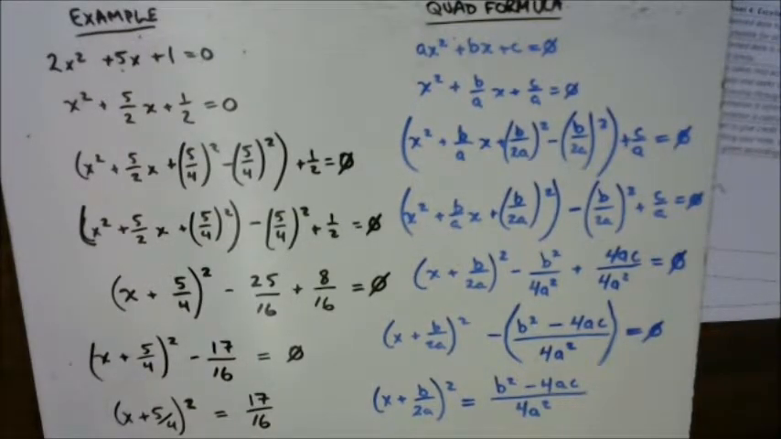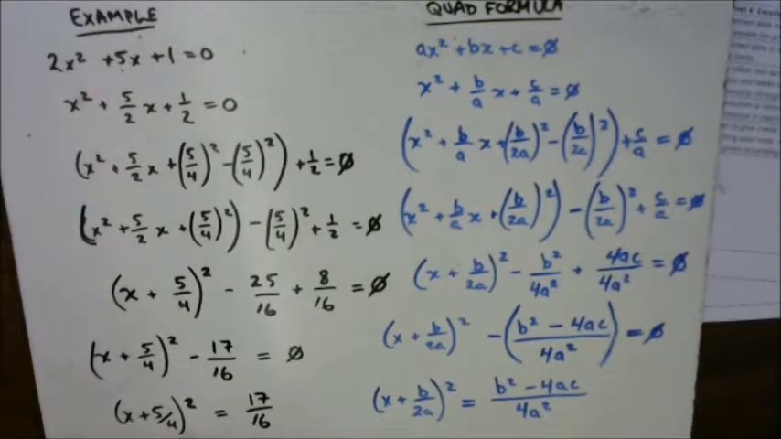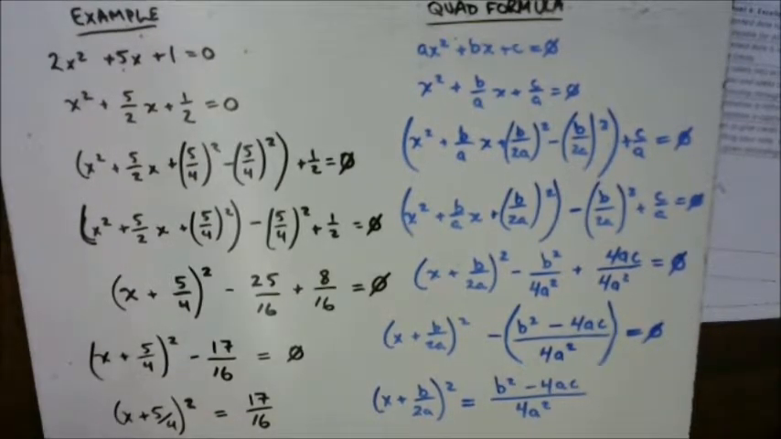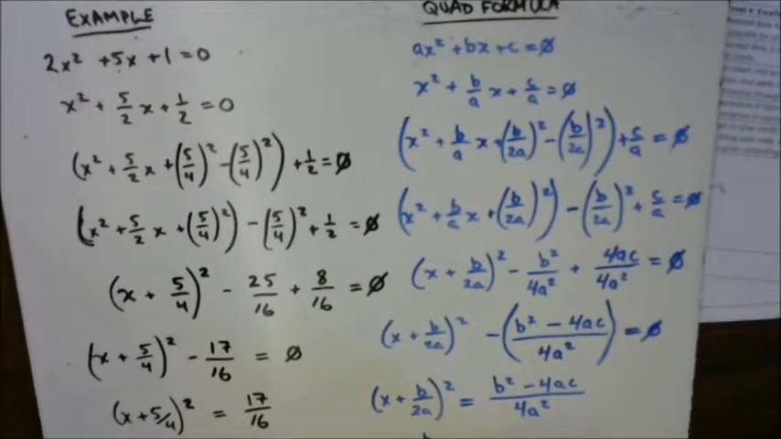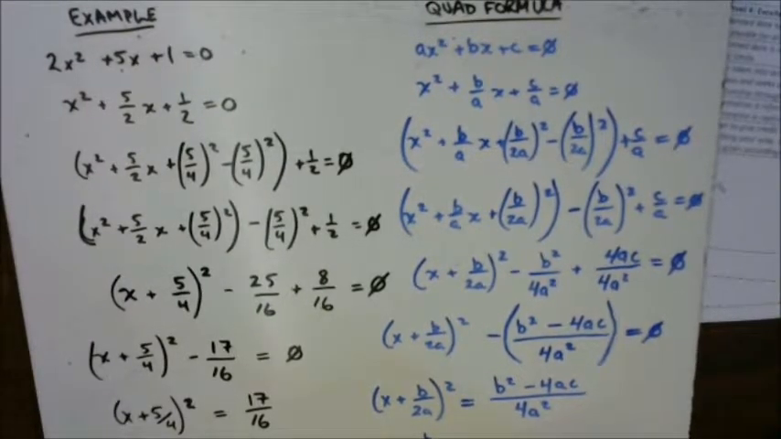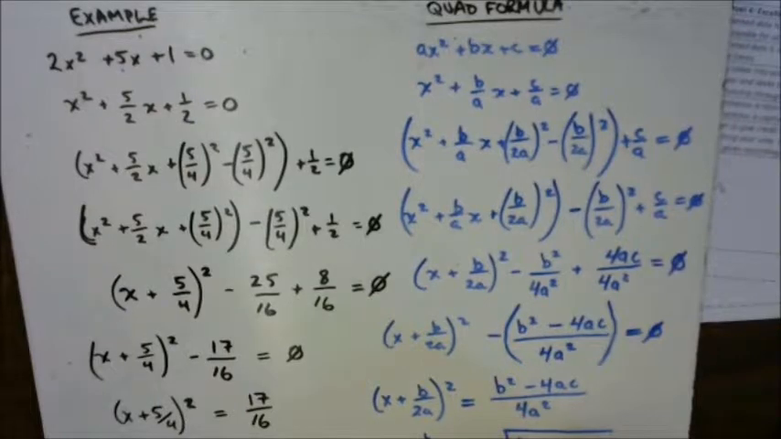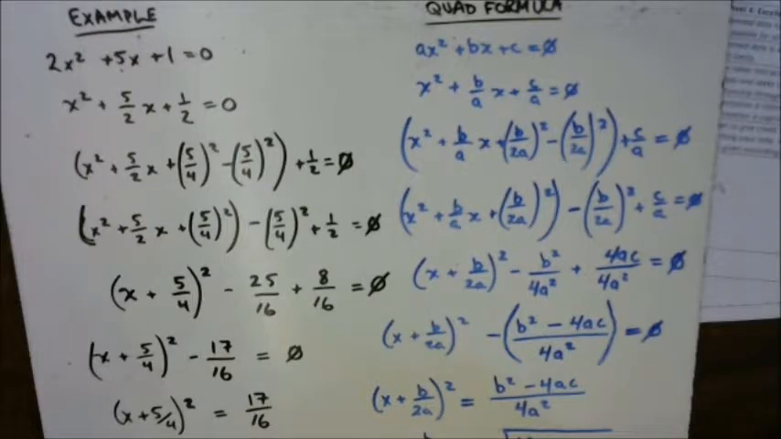Good. And now you can see where the square root comes in. I'm going to take the square root of both sides, which is going to just leave me with x plus 5 over 4 on this side, and over here we're going to be left with plus or minus the square root of 17 over 16. Same over here, we're going to take the square root of both sides, leaving us with x plus b over 2a, and it's going to equal plus or minus the square root of b squared minus 4ac over 4a squared.